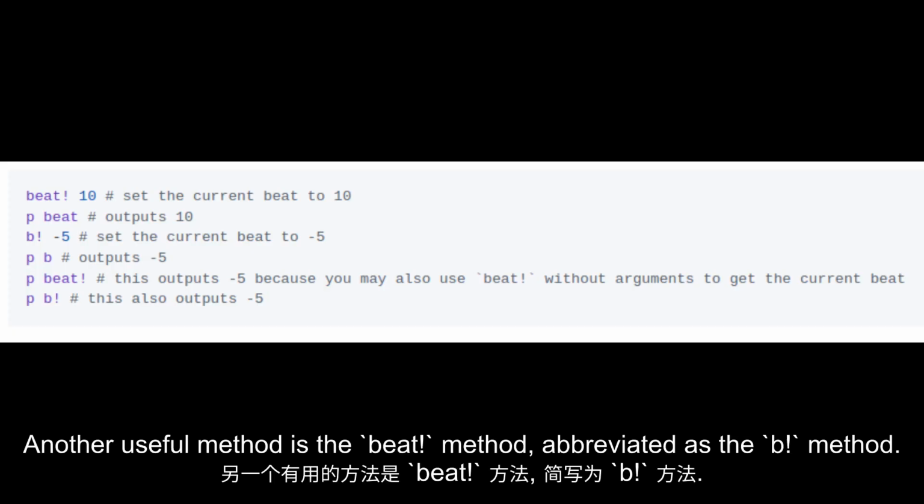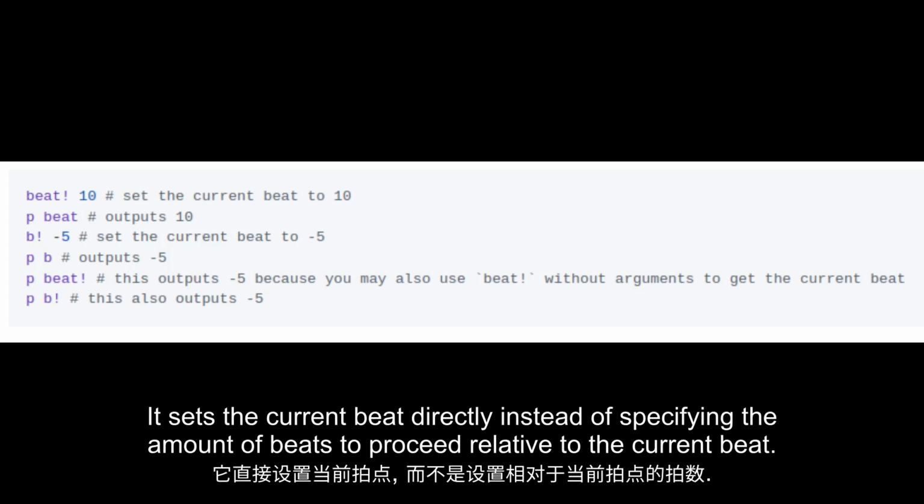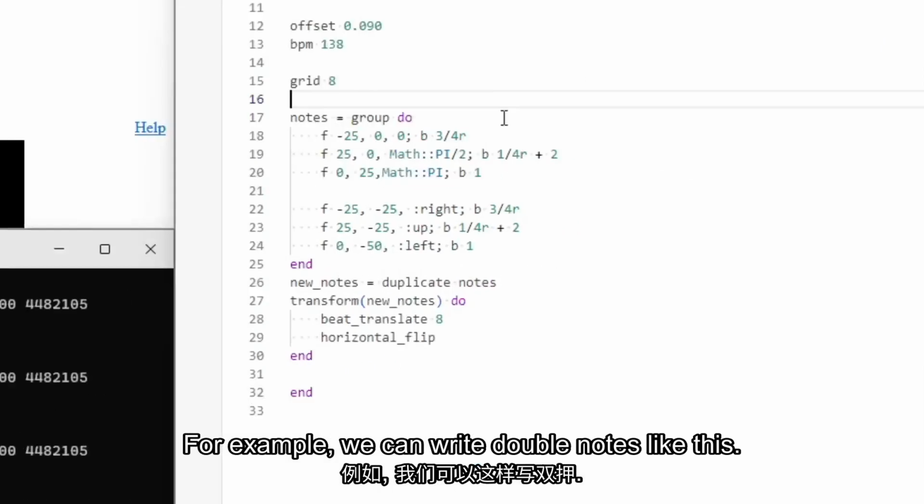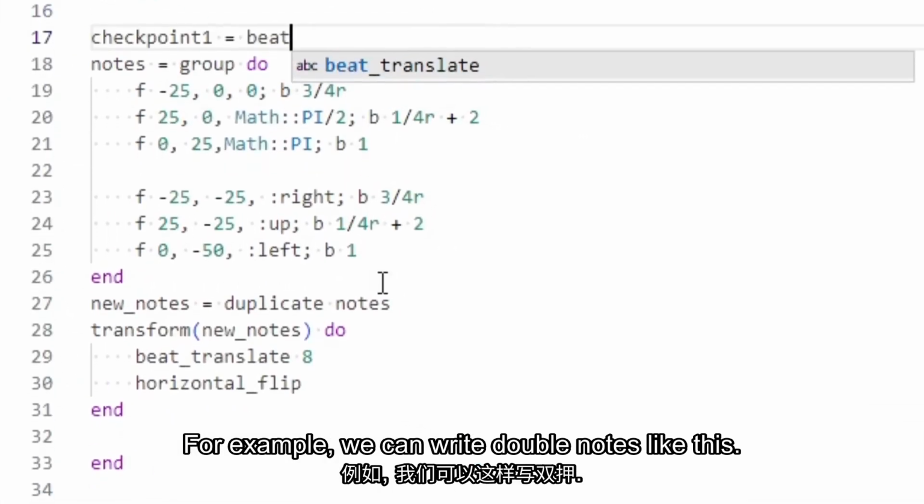Another useful method is the beat exclamation mark method, abbreviated as the B exclamation mark method. It sets the current beat directly instead of specifying the amount of beats to proceed relative to the current beat. Having beat exclamation mark, you can travel back to some point in the past to write some notes there. For example, we can write double notes like this.